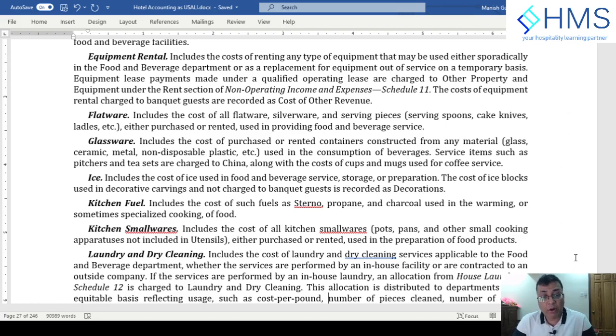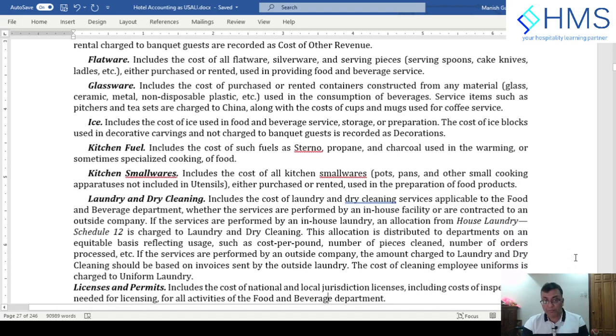Then you have the laundry and dry cleaning line. This is usually the cost of dry cleaning or laundering the napkins, linens, tablecloths, or chair cloths for the F&B items. The uniforms will go to laundry and dry cleaning uniform, not to this line. There is a separate line for that. If the hotel is using third party laundry, then the allocated cost of F&B linens will go to the laundry and dry cleaning cost of the linens.